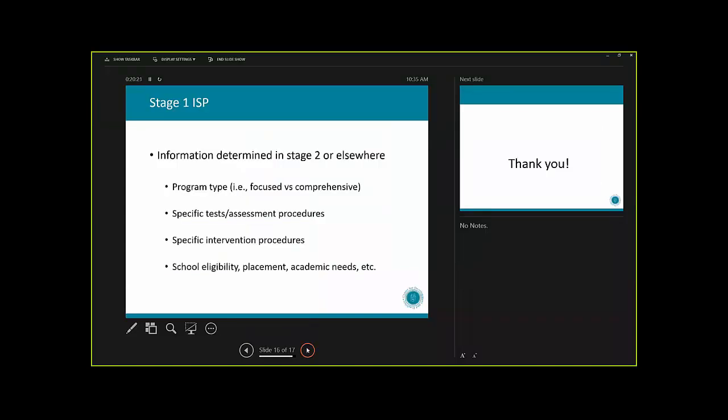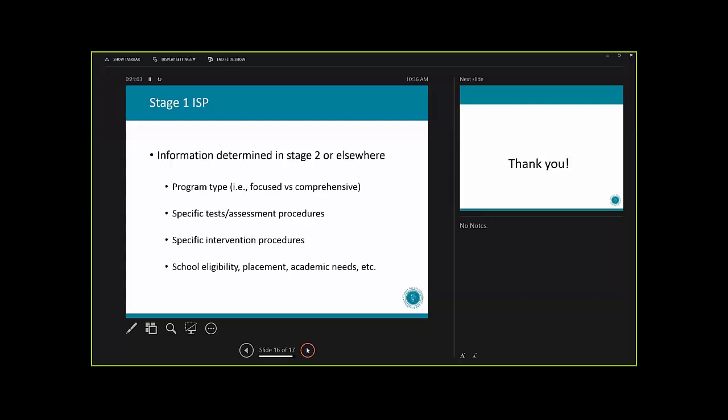So with the ISP, again, this is information that's supposed to help guide stage 2 and 3. And there are certain points of information that aren't determined in stage 1. And so some of those things that are determined in stage 2 or elsewhere is, for example, the program type. Are you looking for a focused program versus comprehensive? And does that meet the needs of the individual? So that's determined in stage 2 or elsewhere. The specific tests or assessment procedures guiding intervention development, that's really determined by the stage 2 provider as opposed to by a stage 1 provider.